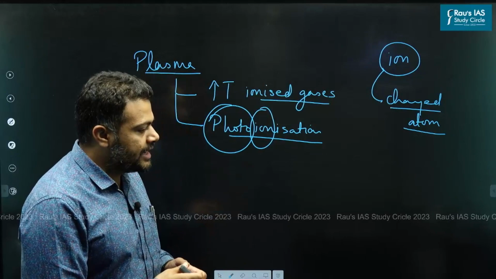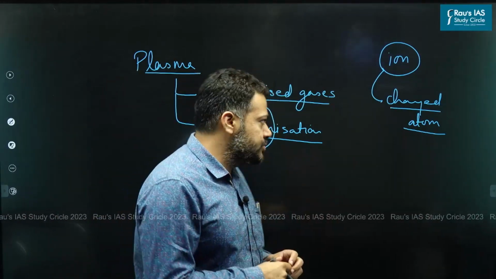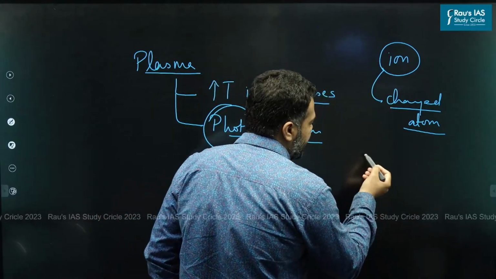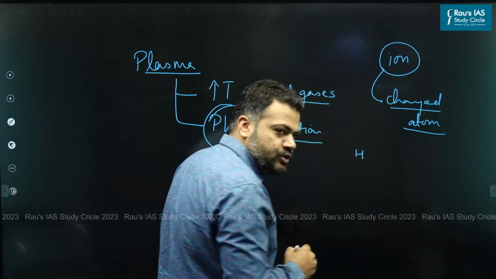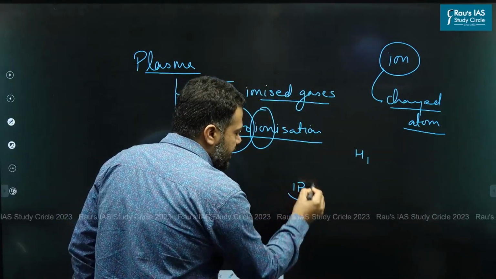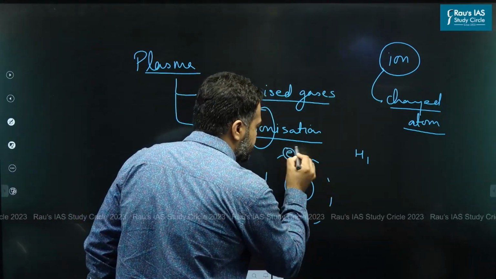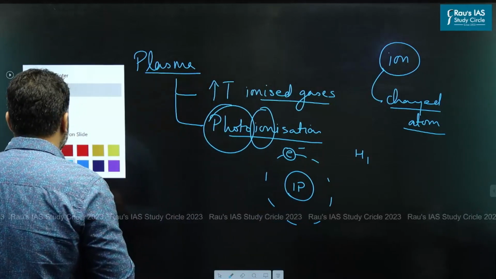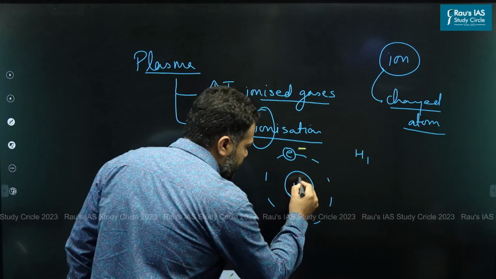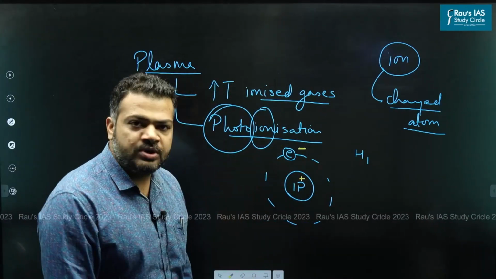So basically what happens whenever you look at any atom around you, you will notice that every atom, like say for example, if I take hydrogen, hydrogen has atomic number one, so it has one proton, and around this proton it will have one electron, right? Electron is negative, proton is positive. I hope you guys can understand, right?